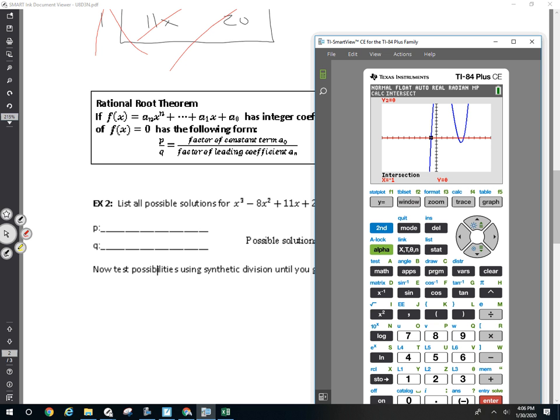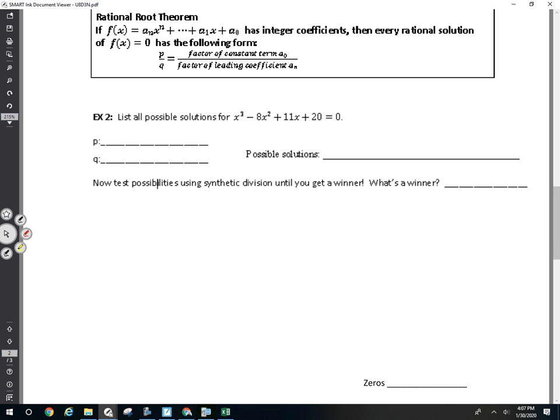Okay? Well, if negative 1 is a 0, what does that mean? It means I can write this as x plus 1 times something, right? Since x equals negative 1 is a solution, x plus 1 times something equals this. How do I find out what that something is? Something times x plus 1 gives us this. How do I find that?